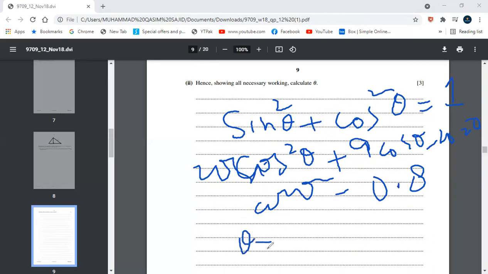So theta equals cos inverse 0.8. Finally, find the cos inverse 0.8. It is 36.9, that is approximately 37 degrees. So this is the end of this question.